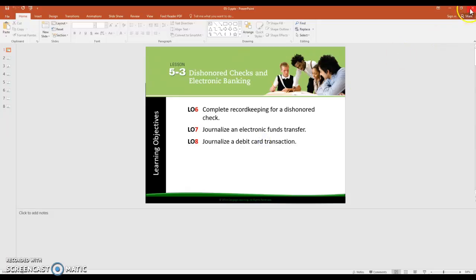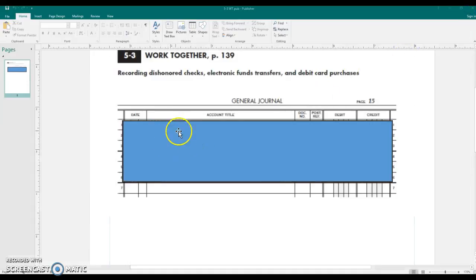Alright, let's now get out your work together. And if you need to pause, that's fine. Alright, so page 139.